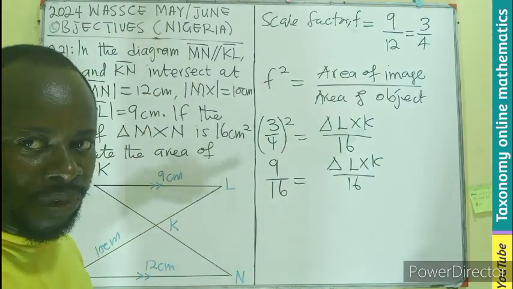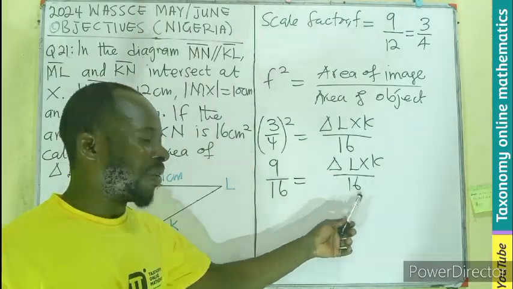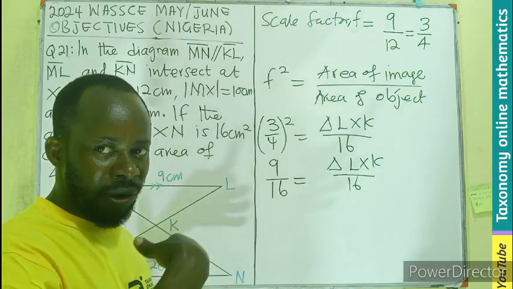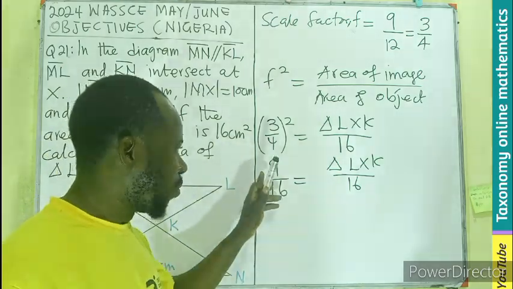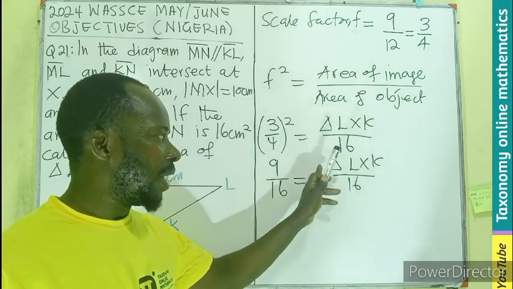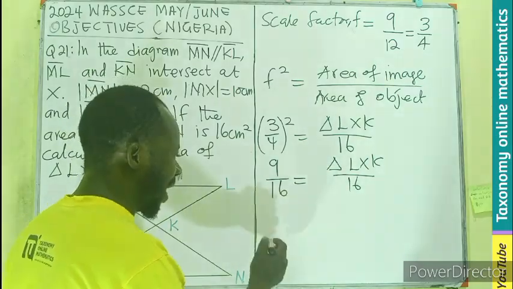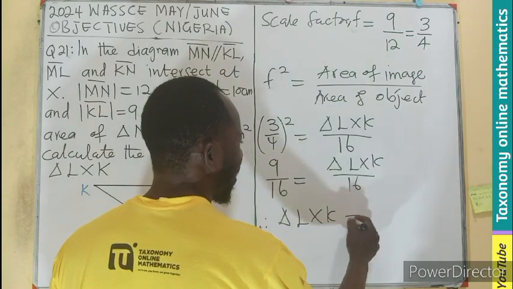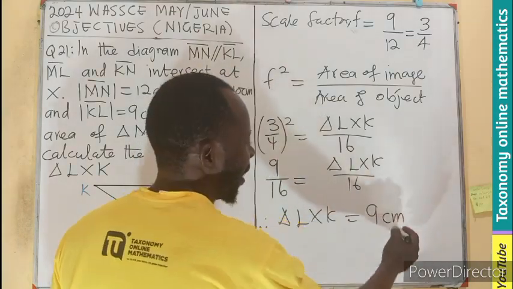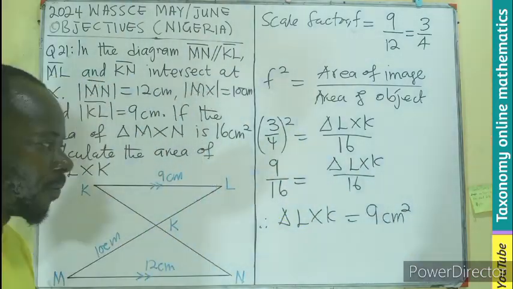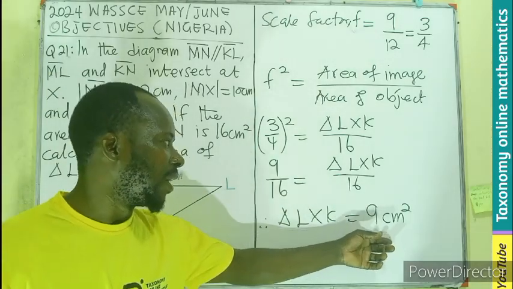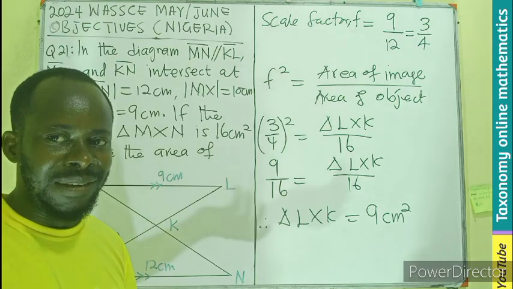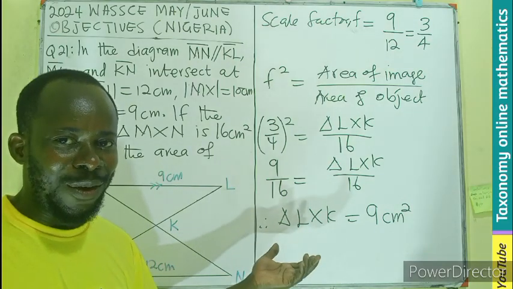We can decide to cross multiply, but I am seeing this as a fraction that has a denominator of 16. So I'll multiply both sides by 16. When you multiply here by 16, it will cancel. Here by 16 to cancel. So I will say that therefore, the area of LXK is nothing but 9 centimeters squared. Since this is equal to this, and 16 is also the same, equivalent fractions. I guess the concept is clear.